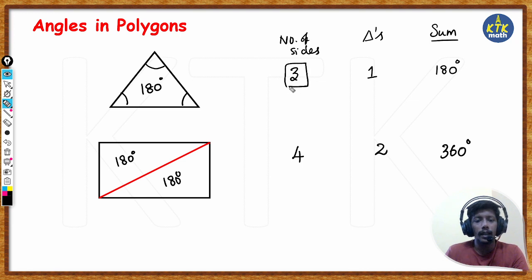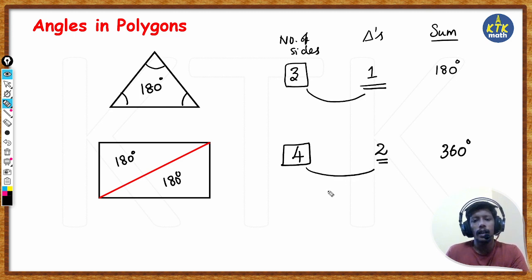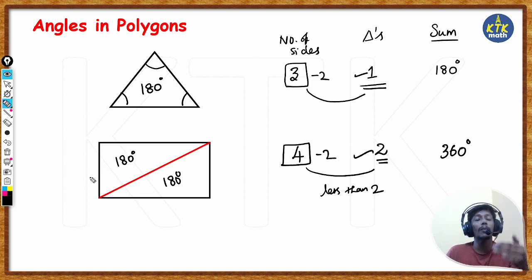A three-sided shape means I can draw only one triangle. A four-sided shape means I can draw two triangles, which means the number of triangles is 2 less than the number of sides. 4 minus 2, you are getting 2. 3 minus 2, you are getting 1. That is, I am framing a generalized concept here.